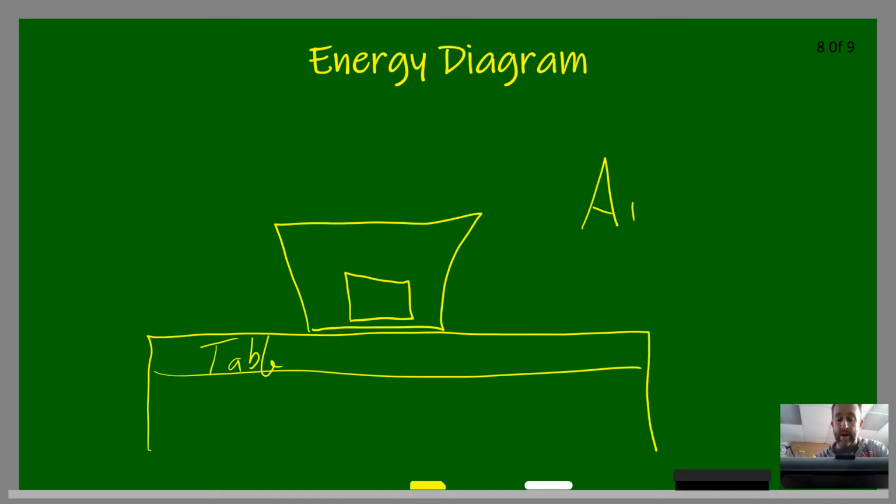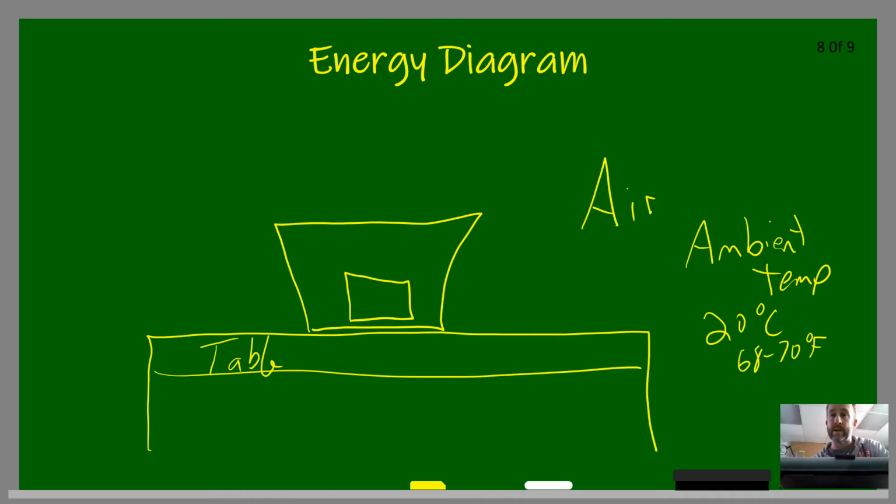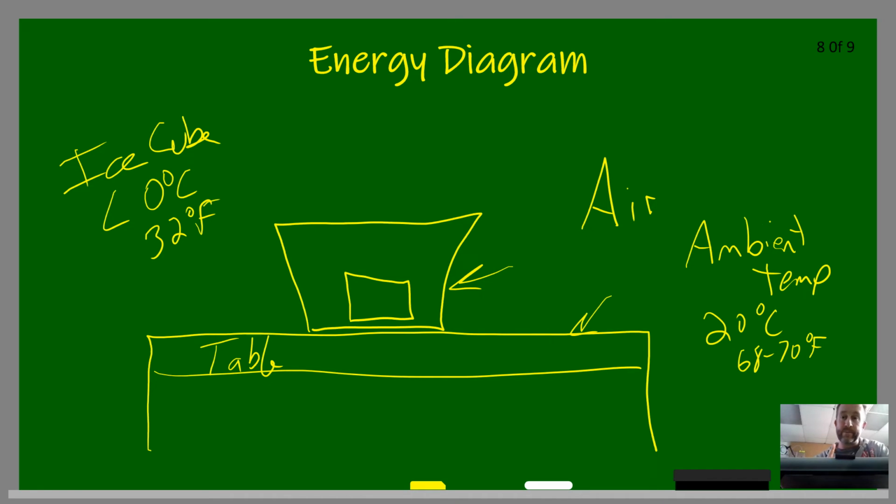Well, to start, we have air surrounding everything, and that is at an ambient temp, roughly 20 degrees Celsius, which might be about 68 to 70 degrees Fahrenheit. Okay, so the air is that temperature, so is the table, so is the cup. Okay, but the ice cube is less than 0 degrees Celsius or 32 degrees Fahrenheit, right?